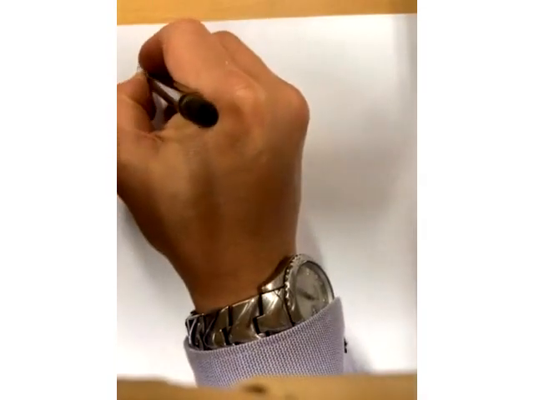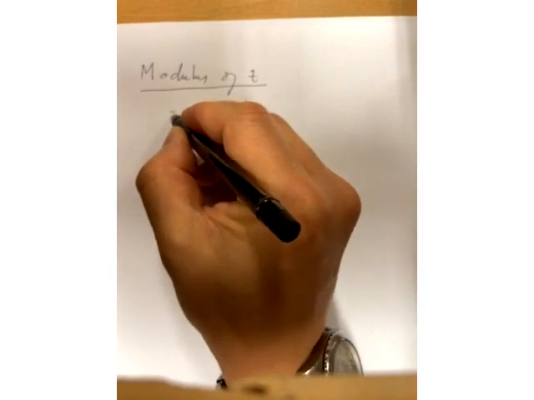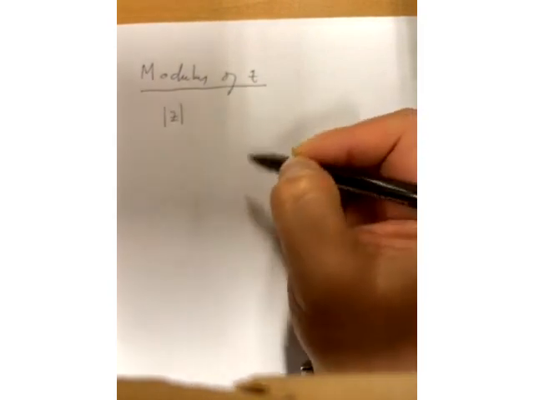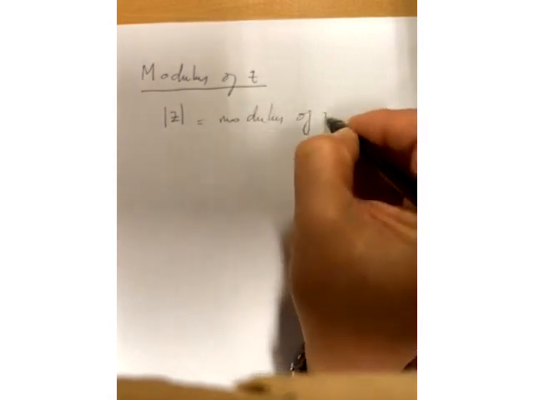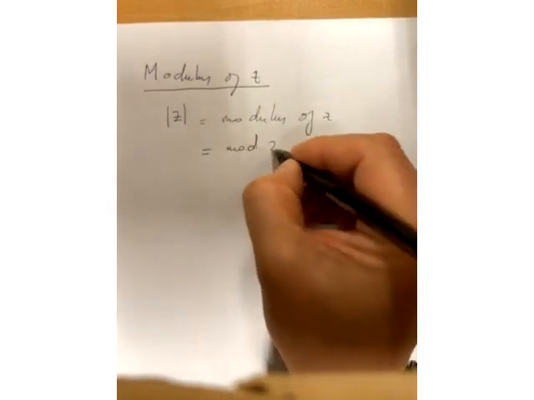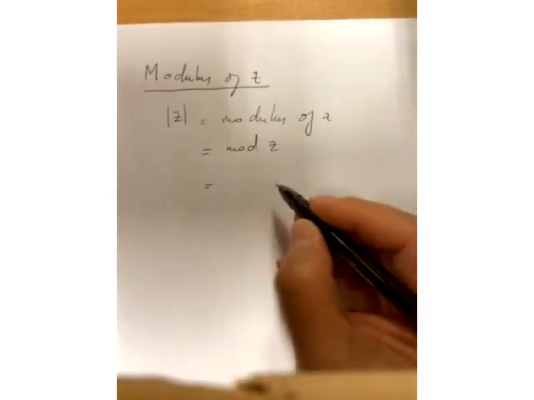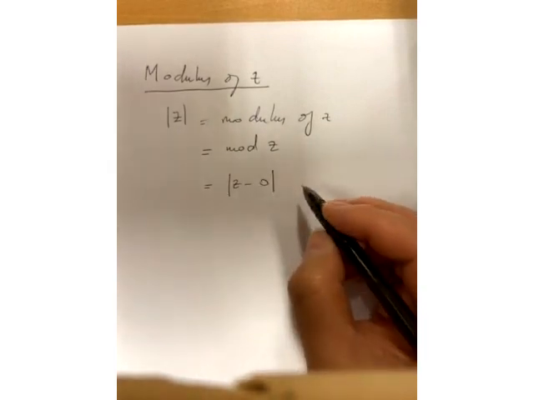All right, we are looking at the modulus of Z today. So what is the modulus of Z? Well, modulus of Z, first of all, has this symbol that stands for modulus of Z. That is the same as mod Z. And that basically is the same as Z minus 0, because Z minus 0 is the same as Z.